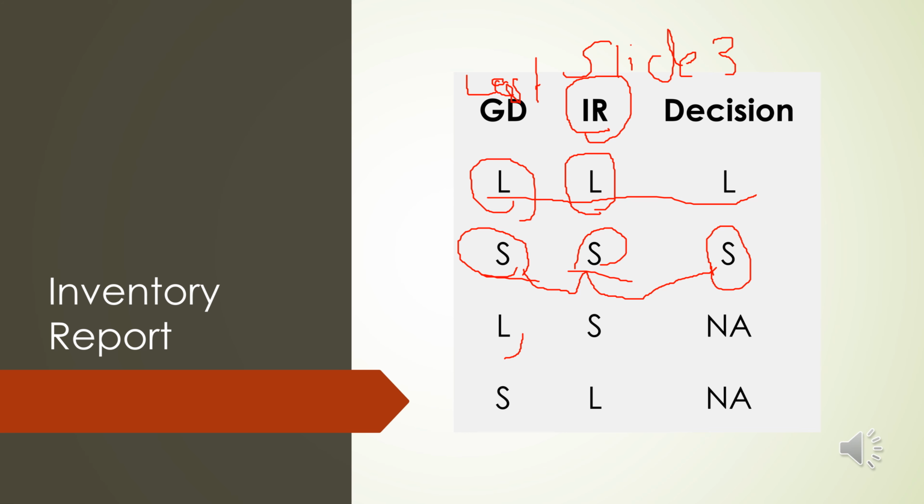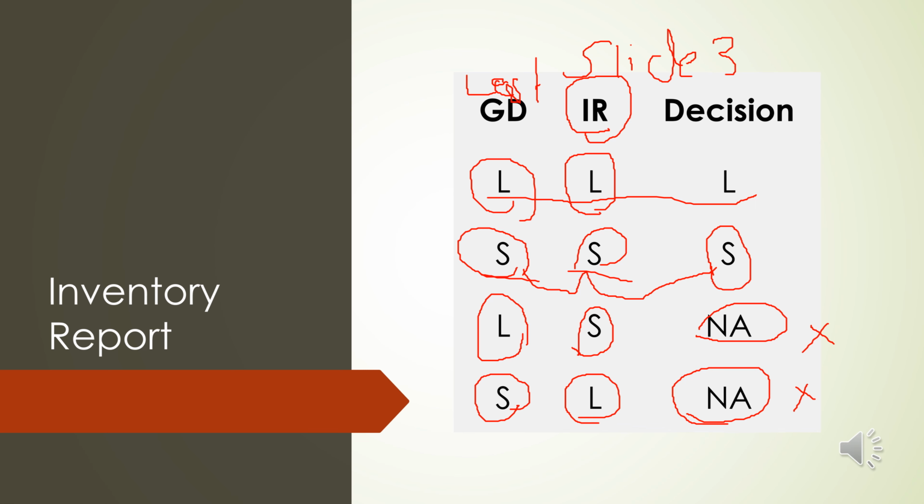Now there are times we cannot decide on the market. Suppose the general direction is long and the inventory report is saying short, then probably there is no affirmation on what is happening, so it's better to stay out of that market. And if the general direction of the market is short and the inventory report is saying long, it's better not to trade in that market.